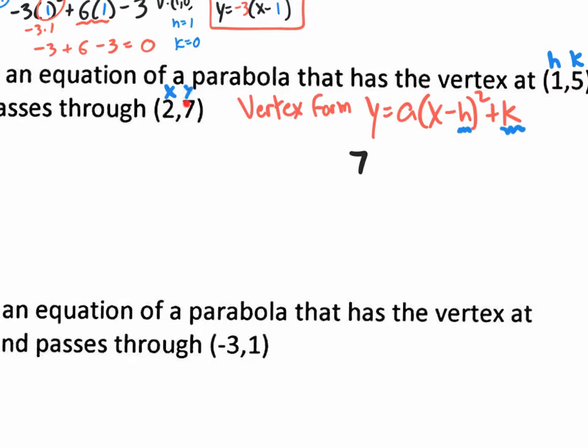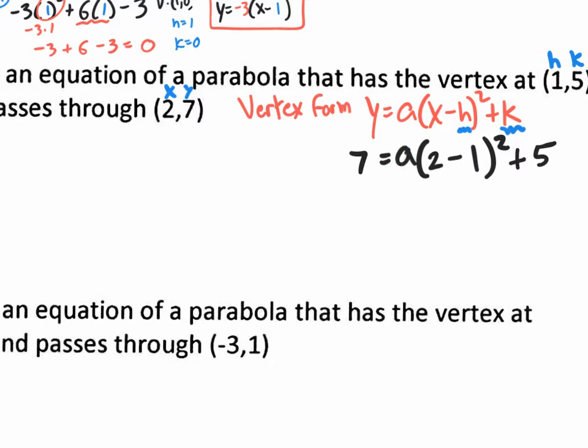Why is that? Because the y value of my coordinate is 7. So I have 7 equals a. We don't know a. A is what we're going to try to find right now. We have open parentheses x minus h. What's the x value, guys? 2. Okay, so let's plug in 2 right there instead of x. Minus h. What is the h value? 1. So let's put a 1 right there. It is squared. And then plus k. What's my k value? 5. Again, my k value is 5. Put that right there. So I've plugged in my x, my y, my h, and my k all into the vertex form equation. That way I could solve for a.